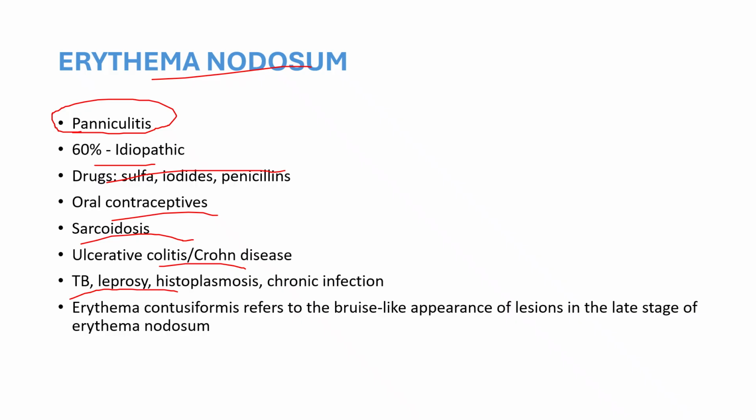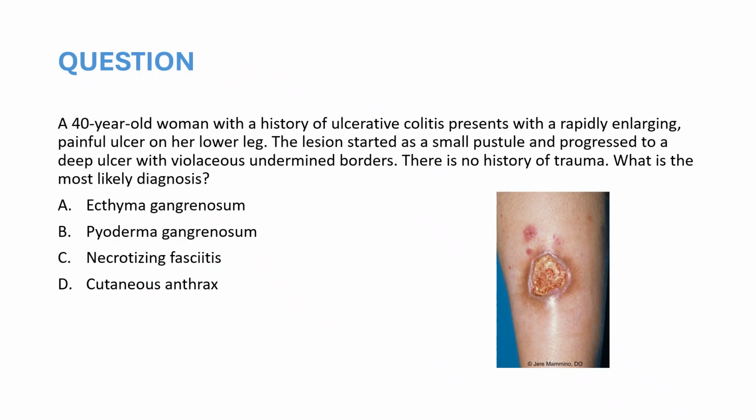Okay. There is another thing called erythema contusiformis. It refers to the bruise-like appearance of lesions in the late stage of erythema nodosum. Again, it's erythema nodosum; in the later stage, it's called contusiformis. So that was regarding the confusing terms.